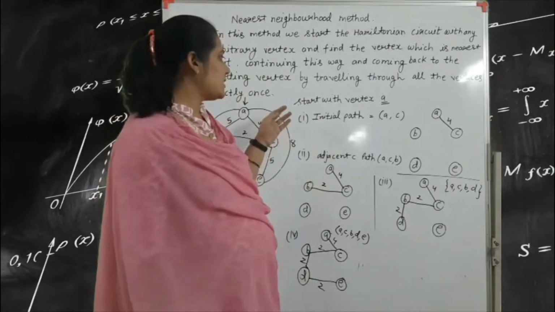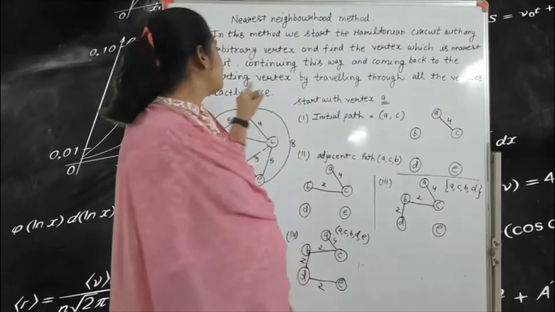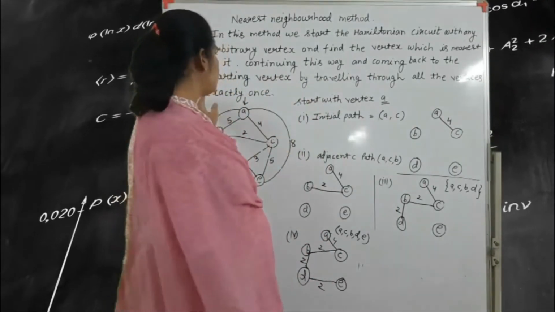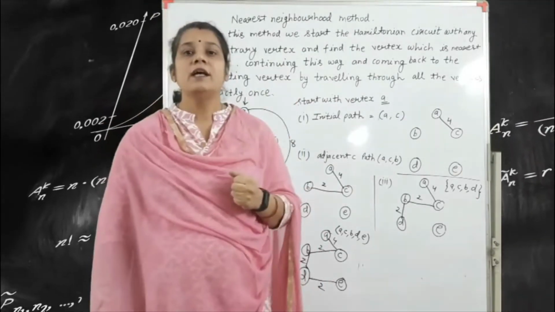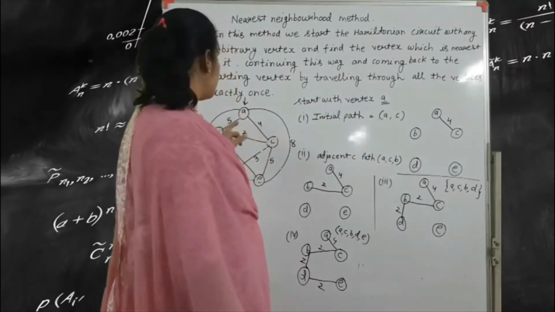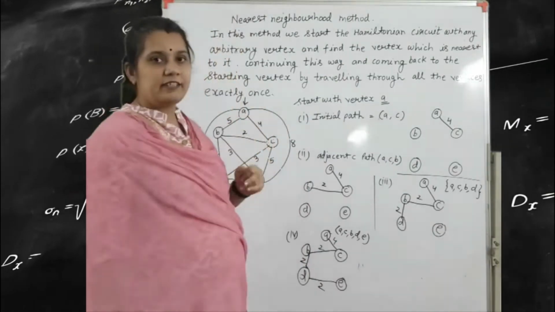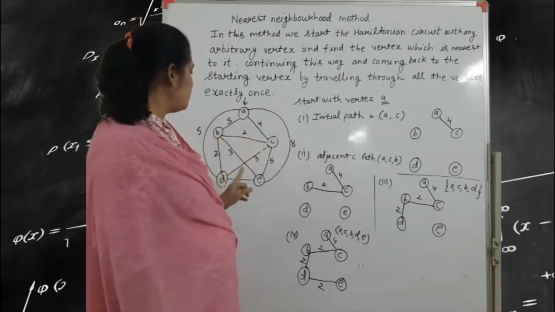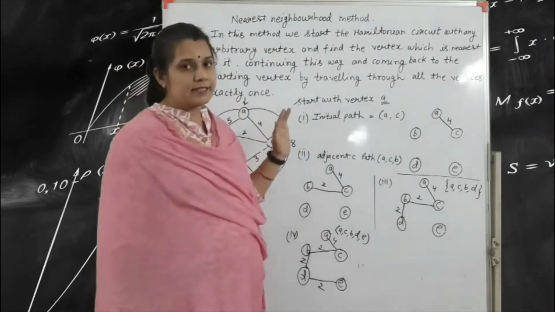That means starting from one vertex, after that we come back to the starting vertex by traveling through all the vertices exactly once, just like a Hamiltonian circuit. This is the diagram for finding the nearest neighborhood method. We have vertices 1, 2, 3, 4 and 5, and here the distances are given.